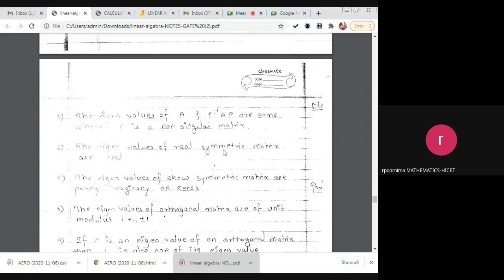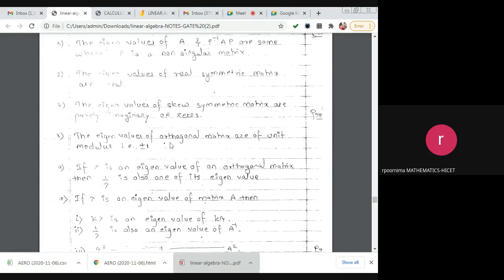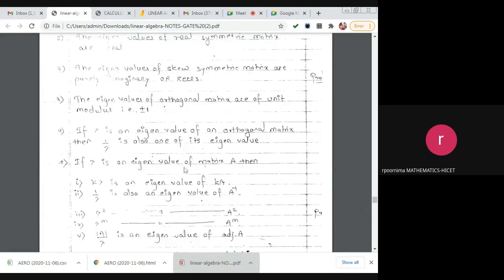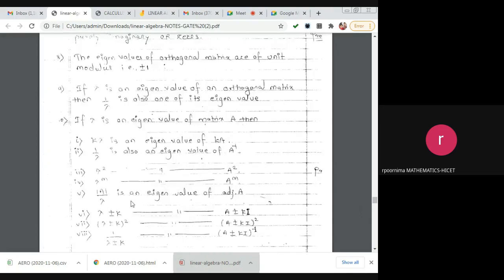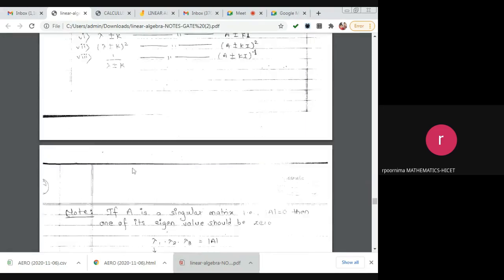The eigenvalues of a real symmetric matrix are real. The eigenvalues of a skew symmetric matrix are purely imaginary or 0. The eigenvalues of an orthogonal matrix are of unit modulus, that is plus or minus 1. If lambda is an eigenvalue of an orthogonal matrix, then 1 by lambda is also one of its eigenvalues. If lambda is an eigenvalue of a matrix A, then k lambda is an eigenvalue of kA, and 1 by lambda is an eigenvalue of A inverse. These are all the results you have to remember.